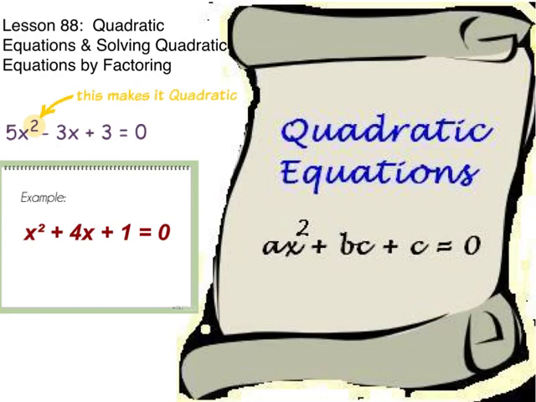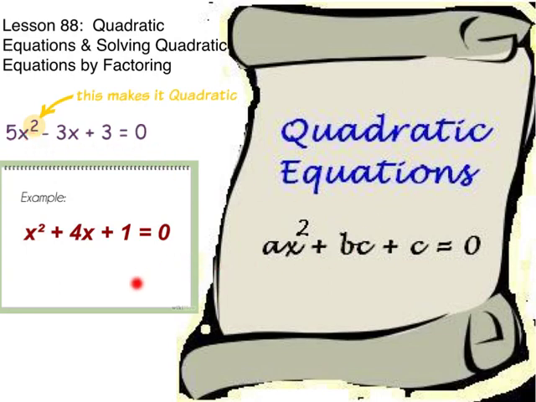Alright, and I found this picture and I thought that there was a good explanation. When the first term is something x squared, then it's going to be a quadratic equation. If this is x to the third, it is not going to be quadratic. It has to start with that x squared.